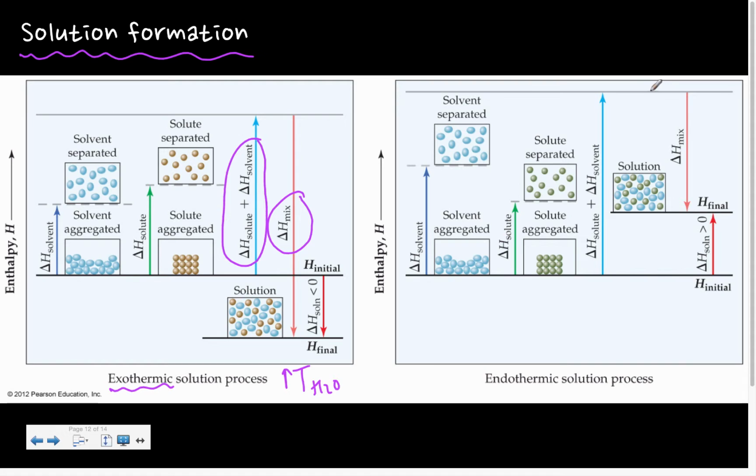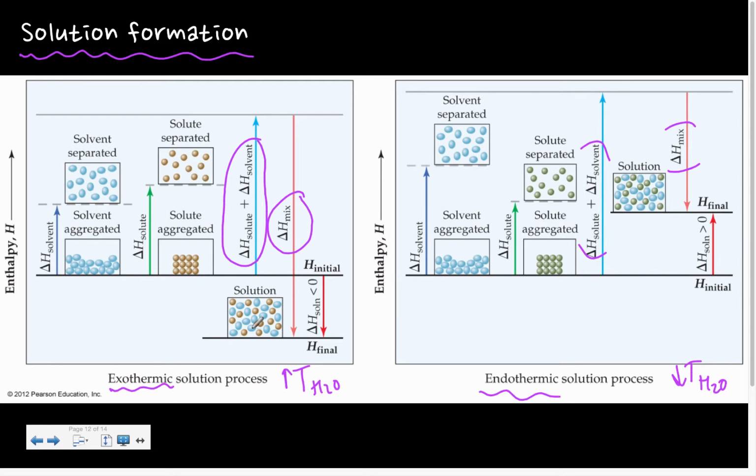Over here we have the opposite situation wherein we have to separate my solvent, separate my solute, and then it turns out that we do get energy back, just not enough to make up for how much went in. In this case, my dissolving would be endothermic. And again, we would notice a decrease in the temperature of my water. Yes? Fantastic.